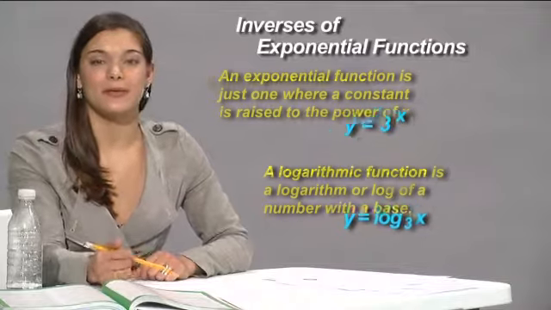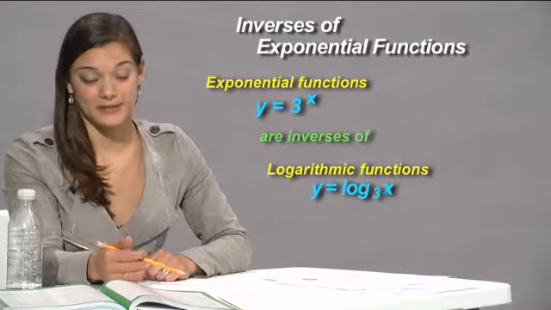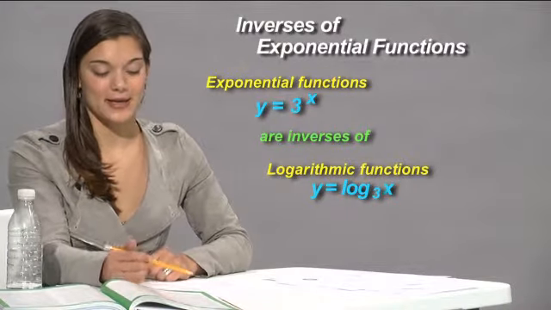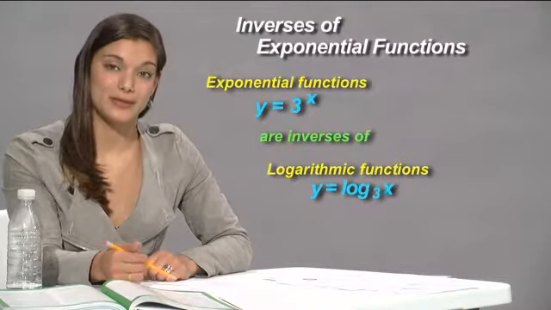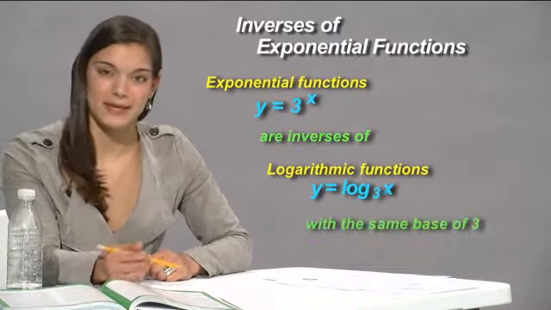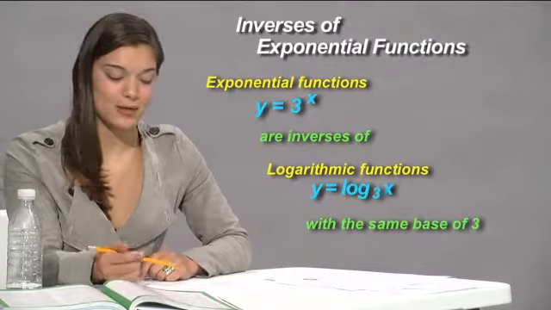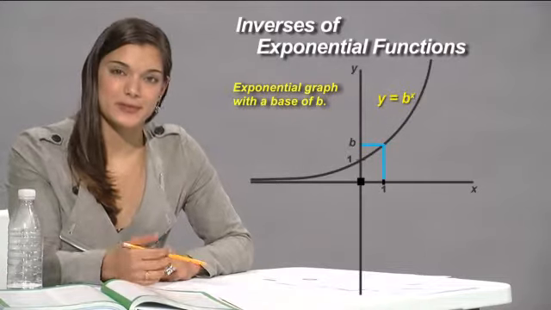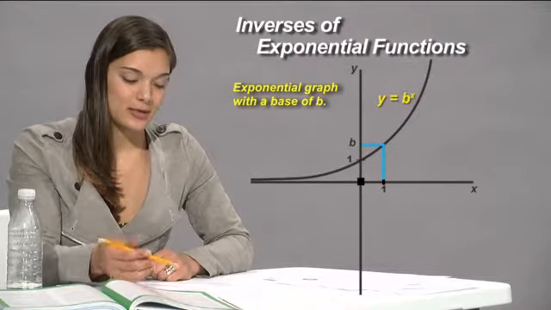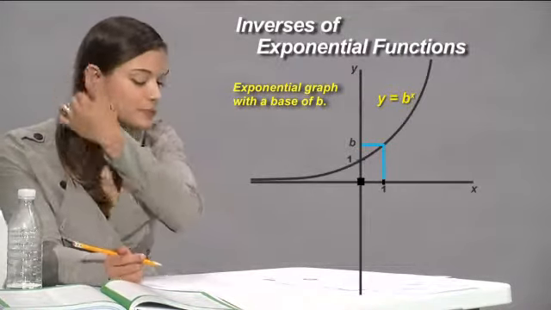We know that logarithmic and exponential functions are inverses, and we can say that y equals 3 to the x is the inverse of log base 3 of x, because they have the same base, b, or 3 here. If we look at the graphs of these functions, we'll notice properties about them. Let's first look at an exponential graph.